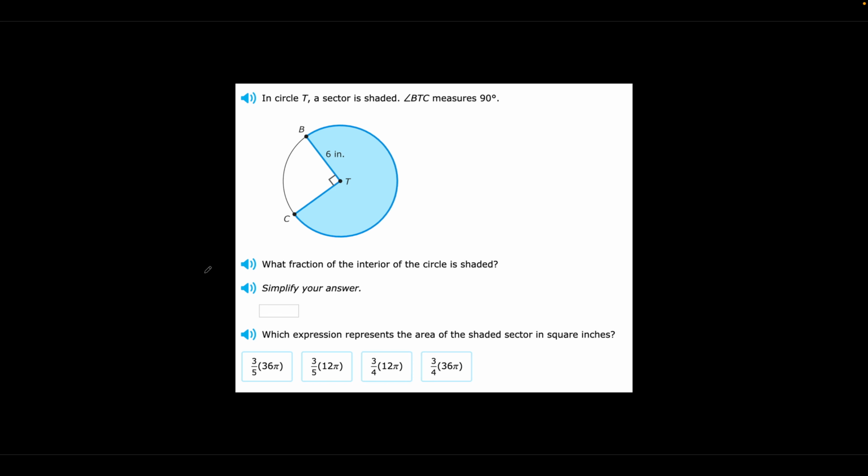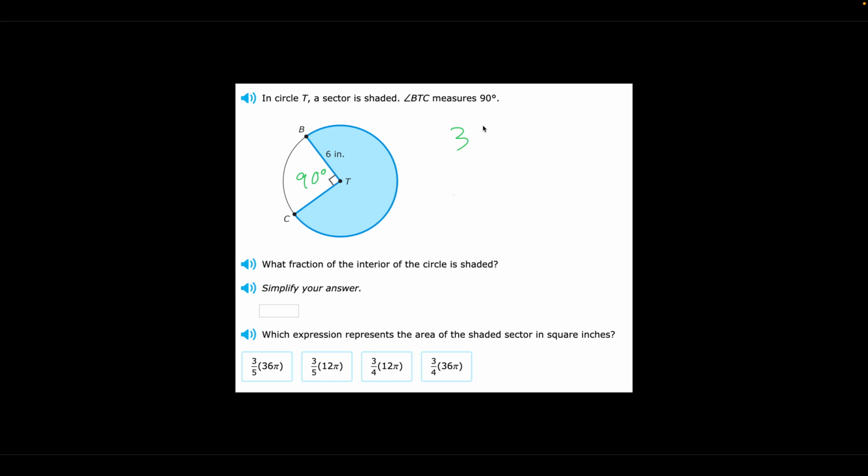All right, for this one, first off, this looks like Pac-Man. Secondly, it says in circle T, a sector is shaded. A sector of a circle is just like a piece of pizza or a piece of the pie. It says angle BTC measures 90 degrees. So this part right here is 90 degrees. First question, what fraction of the interior of the circle is shaded?